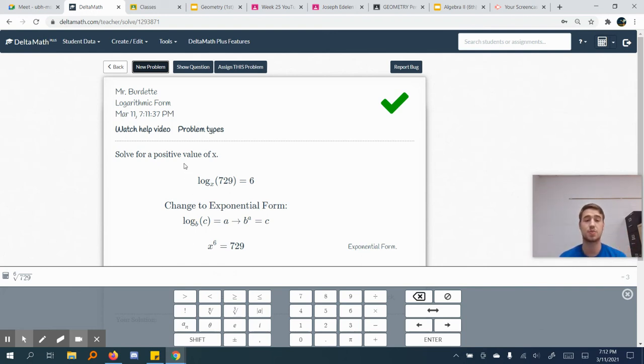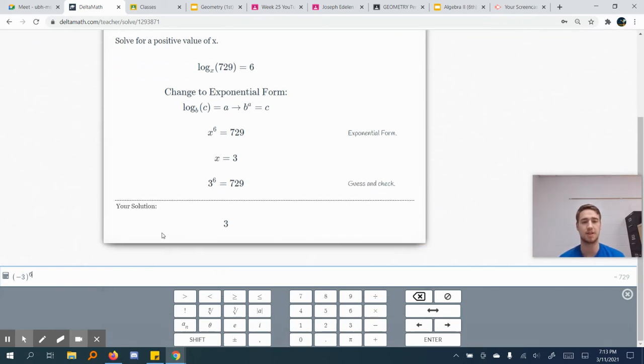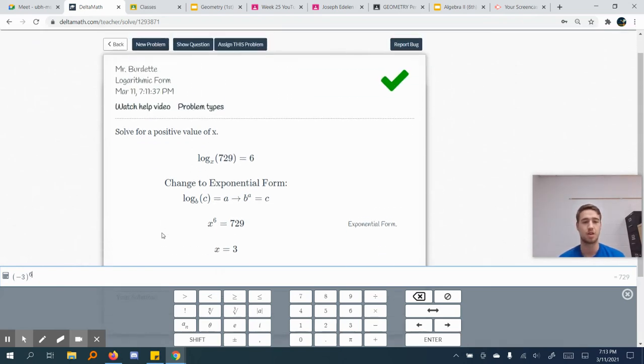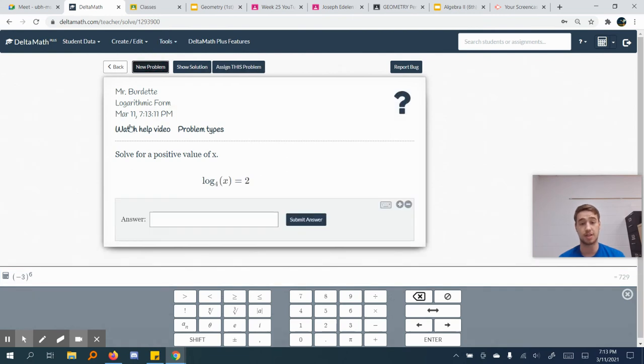Now, it asks for a positive value of x. The reason it has to say that is because if you took -3 to the 6th power, since the negatives would cancel because you're raising it to an even power, you'd still get 729. But that's not what they're looking for. What they want is the 6th root of 729. So let's go ahead and try another one like this.